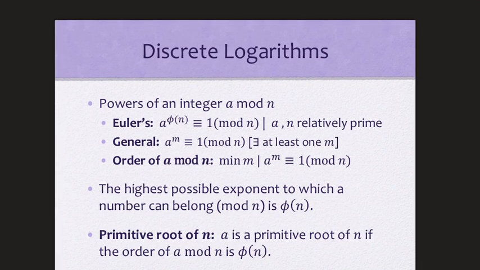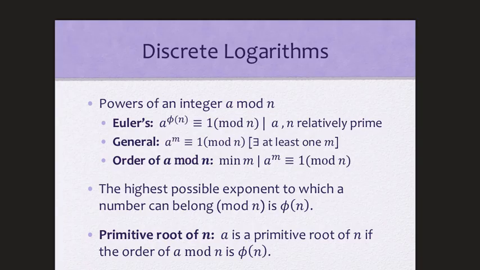First of all, let's discuss powers of any integer a mod n. Euler's theorem tells us that a to the phi of n, where phi of n is Euler's totient function that I just reminded you of, is congruent to 1 mod n, under the condition that a and n are relatively prime numbers. This is not new. This is something we know before.